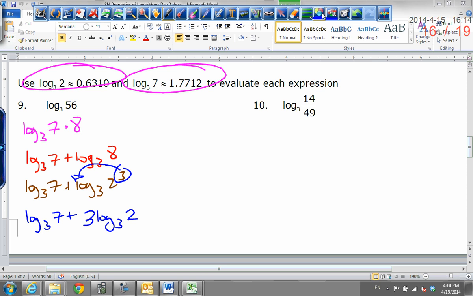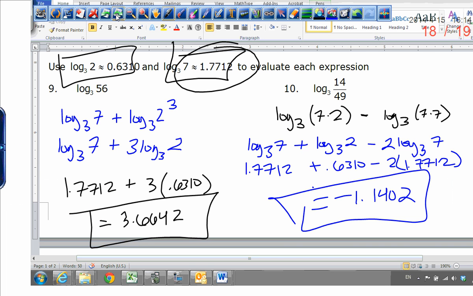So now we're just going to put that in the calculator. Take log base 3 of 7, which is 1.7712, plus 3 times 0.6310. Put that in the calculator. Let's see if I can find the answers. Yeah, 3.6642. And the number 10 works the same way.